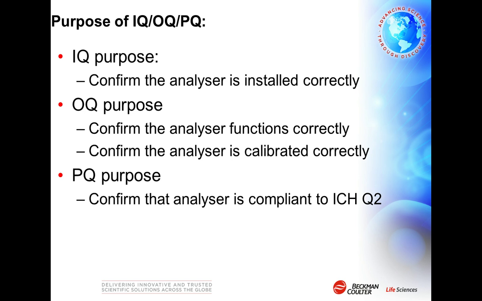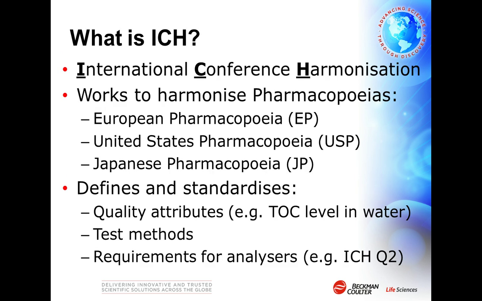Now we have a documented IQ, OQ, and PQ procedure available. And it's the PQ section we're going to talk about today because that is the one that carries out the required testing to validate the QBD 1200 to the ICH Q2 guidelines. For those of you who are not familiar with it, ICH Q2 is in fact the International Conference on Harmonization. And they're working to harmonize the pharmacopoeias between European, United States, and Japanese. And they also produce guidance such as the ICH Q2 guidance.